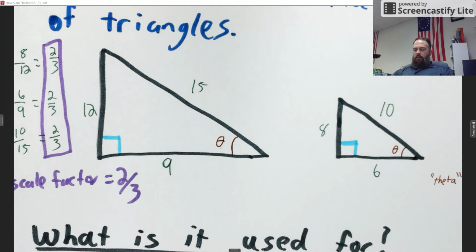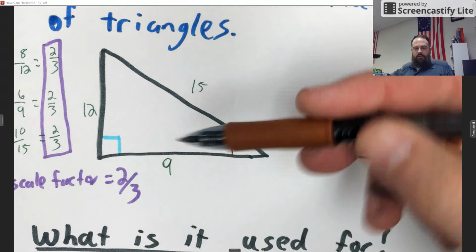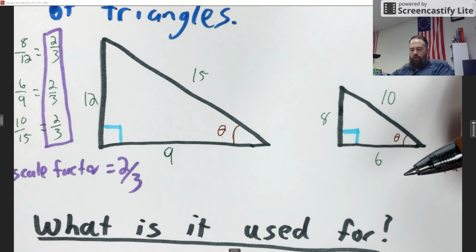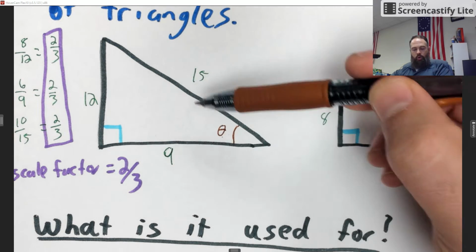But the purpose of trigonometry is to look at the relationship between this angle and the sides, or the other three sides around the triangle. So I'm going to go ahead and make another set of three proportions. I'm going to look at the ratios of the sides within a single triangle.